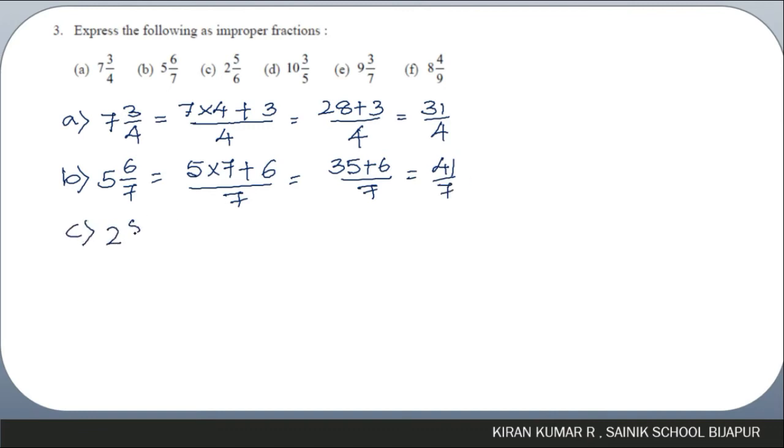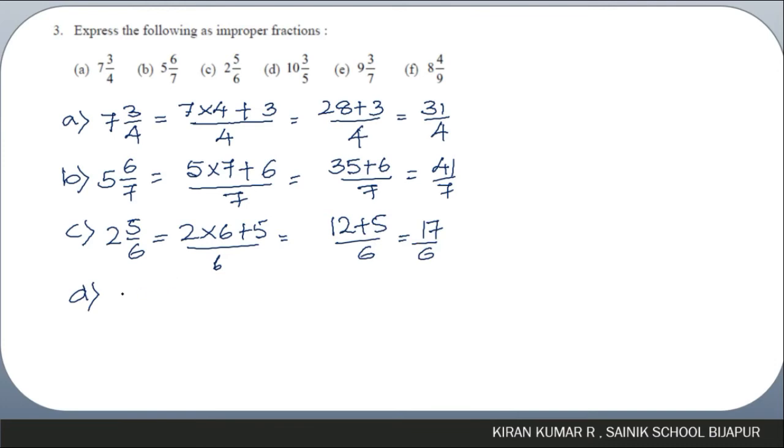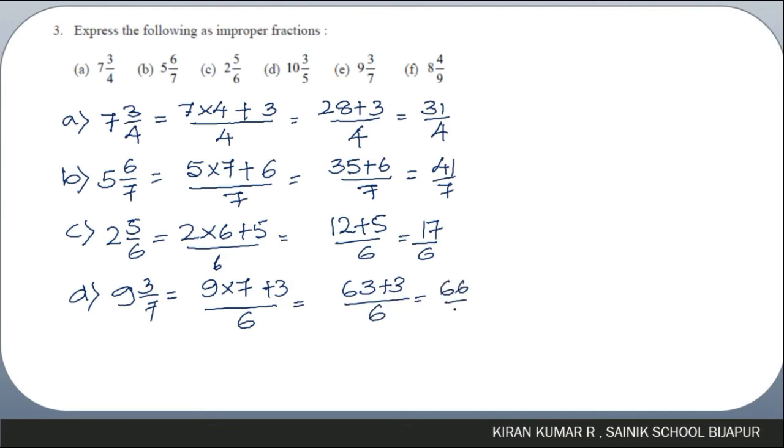Next, 2 5 by 6. 2 to be multiplied by 6, then 5 has been added, with denominator 6. We get it as 12 plus 5 upon 6, nothing but 17 by 6. Next, 9 3 by 7. 9 to be multiplied by 7, then 3 to be added. We get 63 plus 3 divided by 7. This will be 66 upon 7. Sorry, this is E. D, I'll do it here.